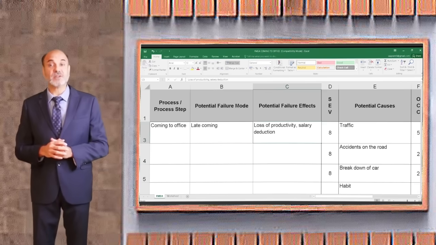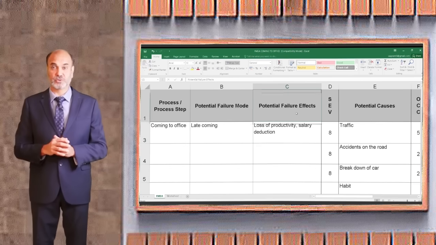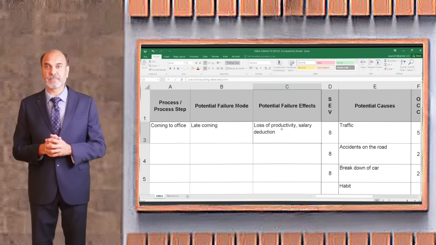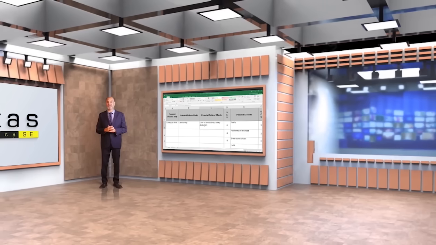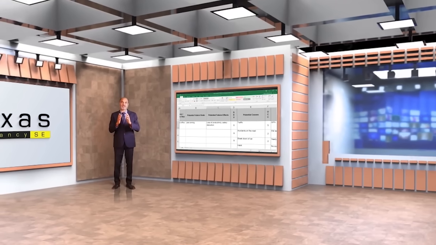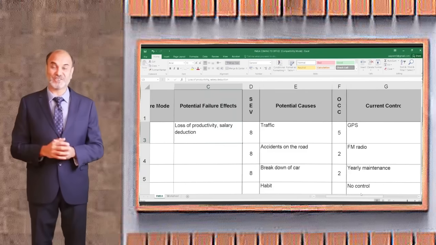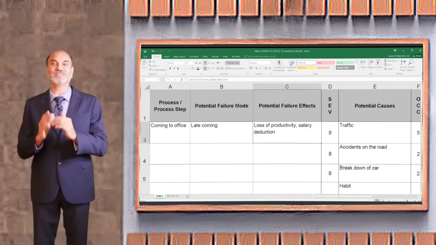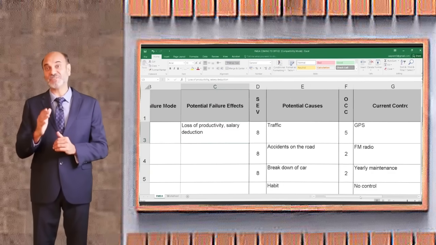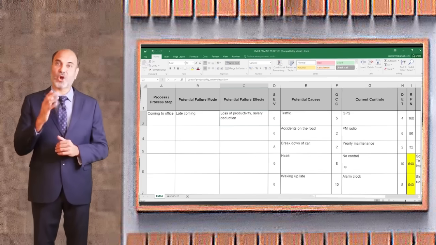Next column, I will write what are the effects of this failure mode. So what are the effects of coming late? It could be loss of productivity, or sometimes it could be reduction in salary too. Assuming that I am productive and assuming that the organization is really concerned about my productivity, coming late is having some severe impact on the organization. So I would give a rating of 8. After that, I will move on to the causes.